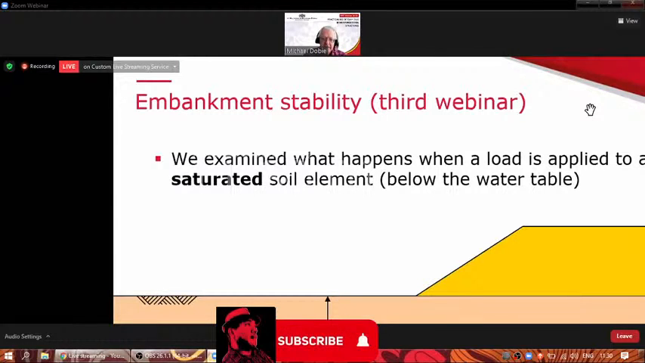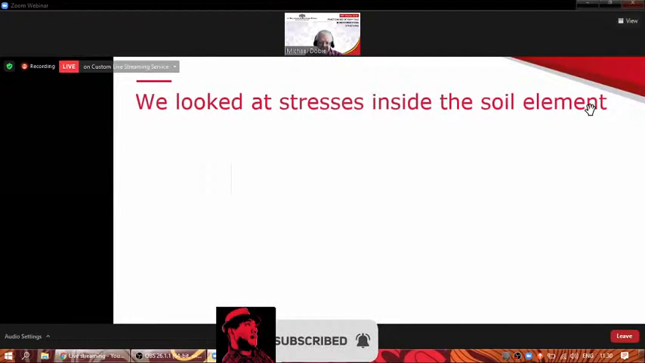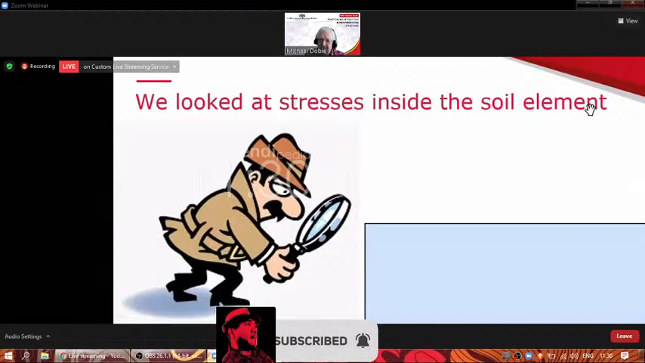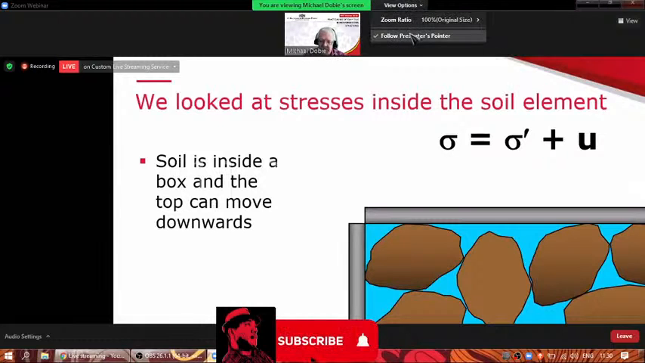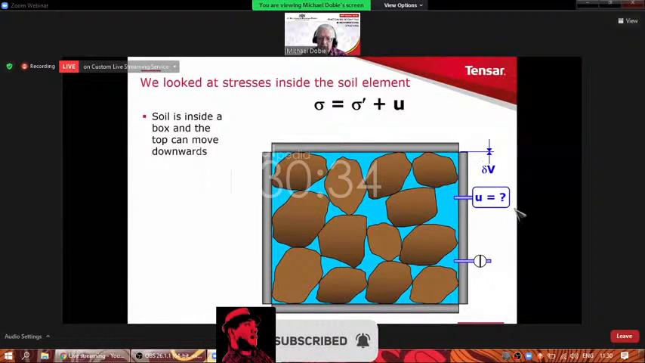And the way I did this was to isolate the little element and have a very close look at it like this, and to make it a bit easier, we enlarged it like that. And then we looked inside this element and tried to understand what would go on. Now, it was quite a long description, so I've just taken part of it. And what we're looking at here is a box. And in this box, the top can move up and down. And the round lumps are the soil particles. And of course, the blue is the pore water. And if it's fully saturated, then it's all blue.